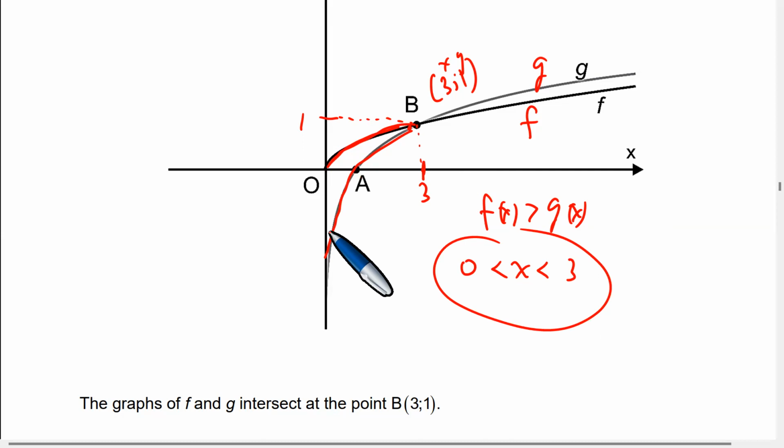That becomes the answer. That, in fact, is the answer. No doubt.